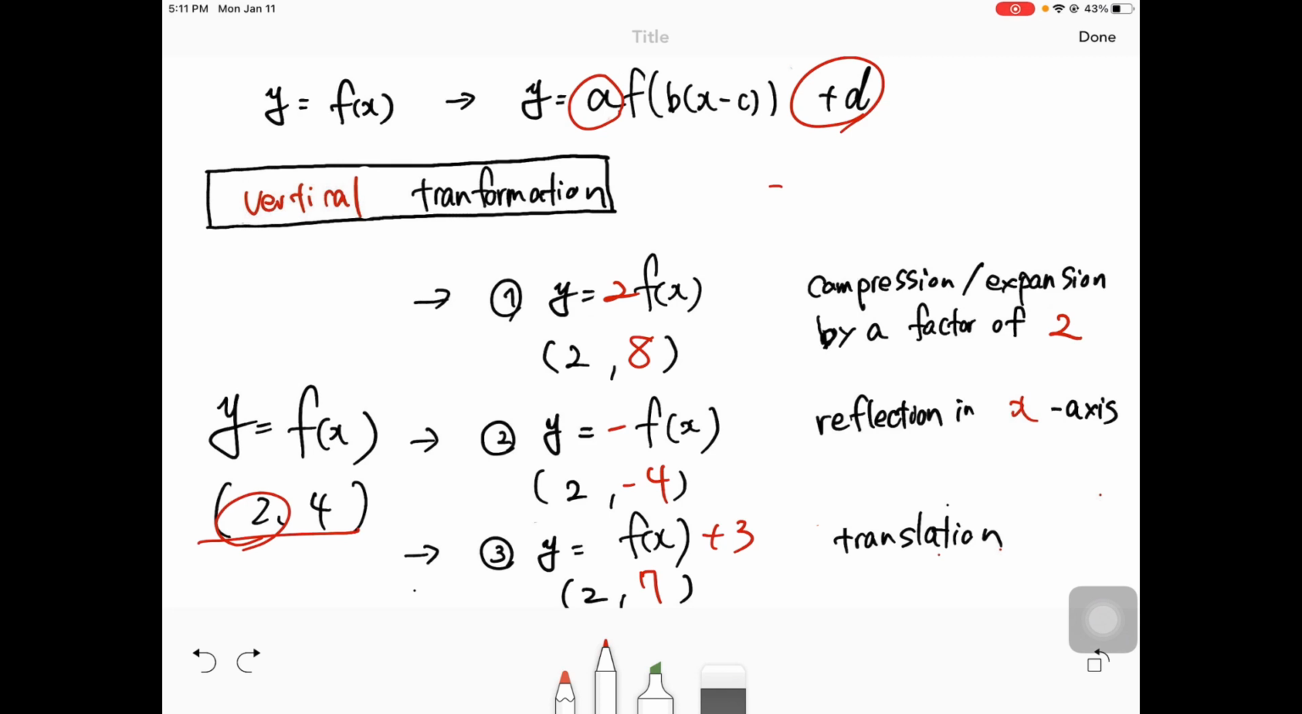That's all about transformations. If you know these horizontal transformations and vertical transformations, it will be easy to solve this kind of combined transformations.